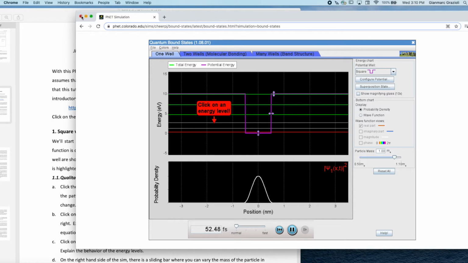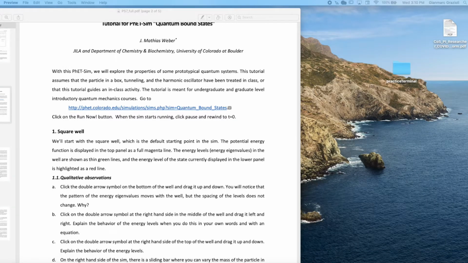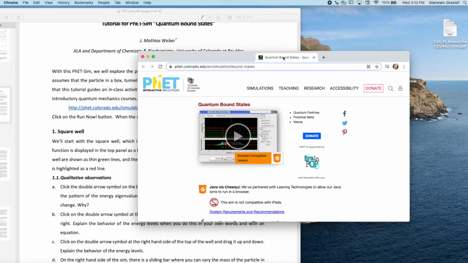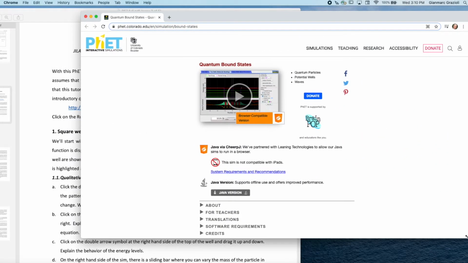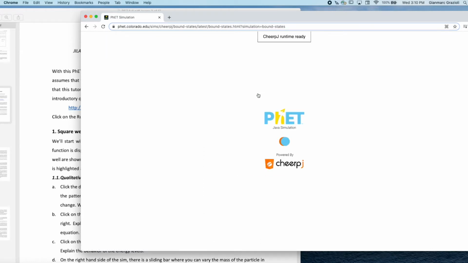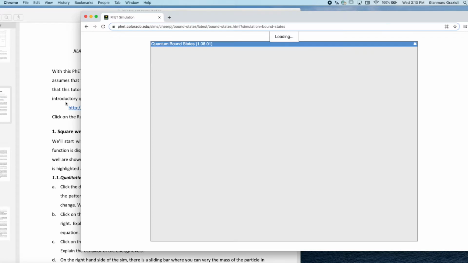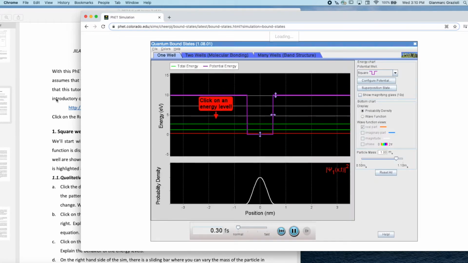Actually, no, let's start fresh. So I click on this link. We get, there we go, it popped up. And then if I click on this for the browser compatible version, it shows up, and now we can interact with this thing in a moment. While that's loading, there we go.